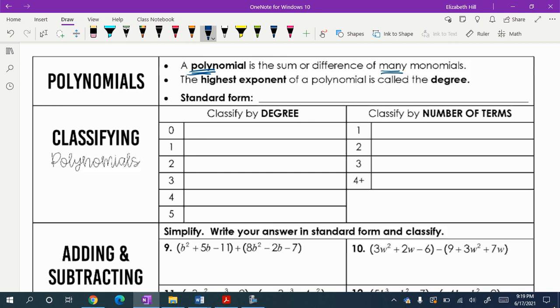And when we write something in standard form, you're writing the terms where the exponents are in decreasing order. So write exponents in decreasing order.